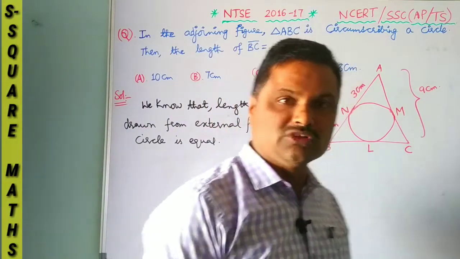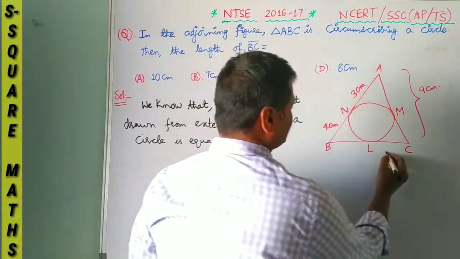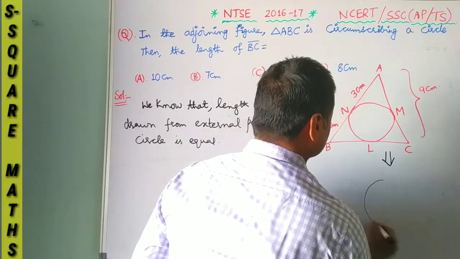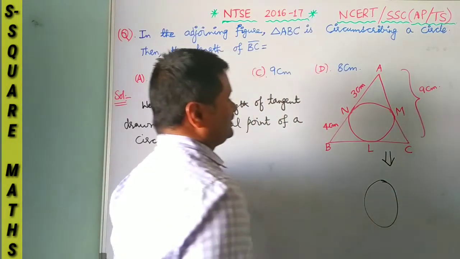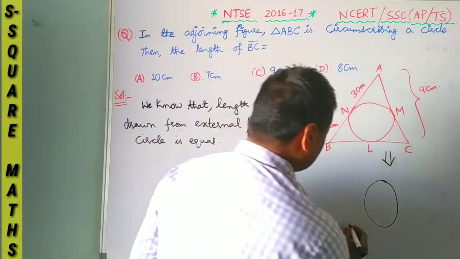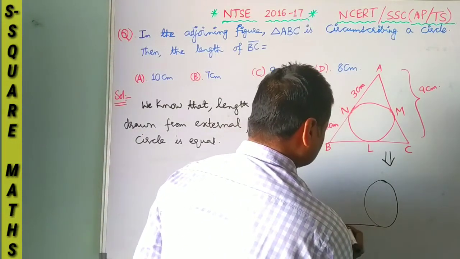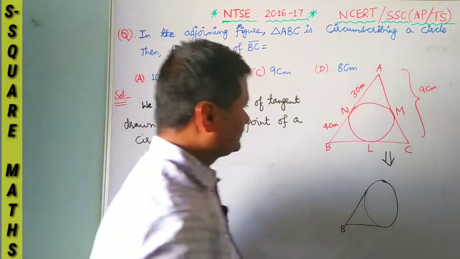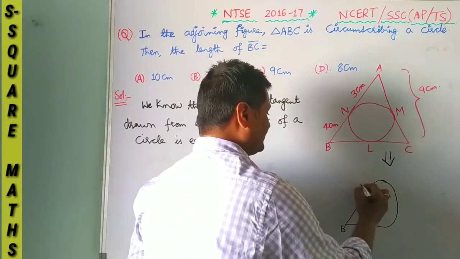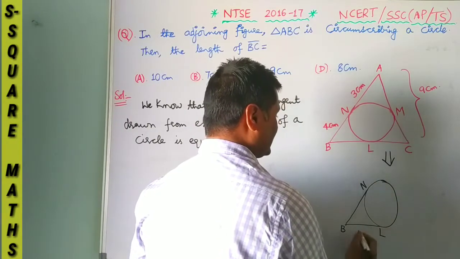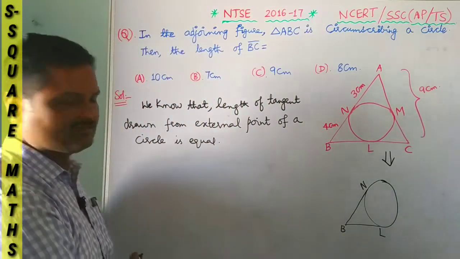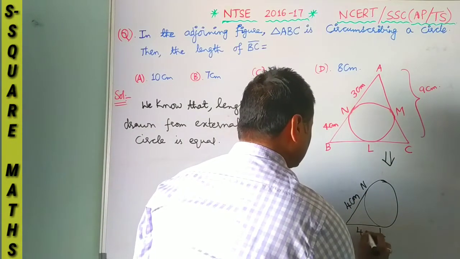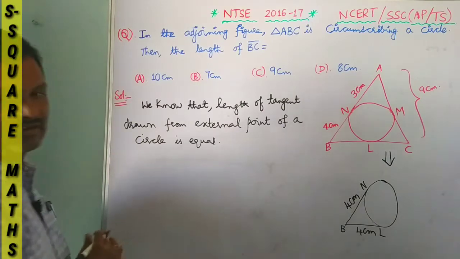So to do this one, I am illustrating in this way. Please go through it once. Draw a circle. So our external point is B here. Since it is given N and L, tangents drawn from an external point to a circle are equal. So 4 centimeters. This also will be 4 centimeters according to our property.